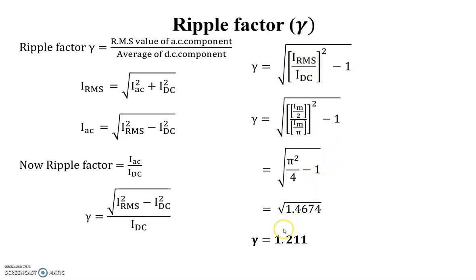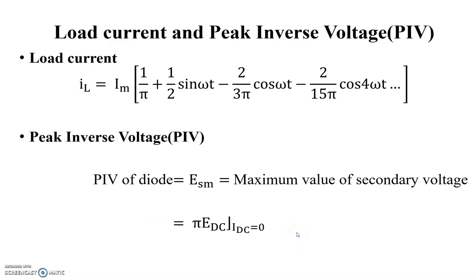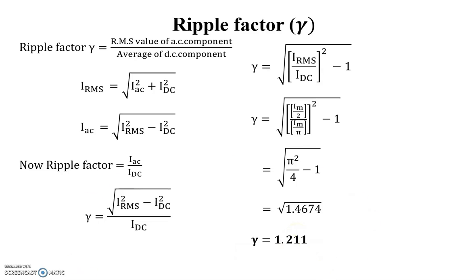You find that the value of the ripple factor is 1.211. This is a very high value. That means a large amount of AC component is present in your output.